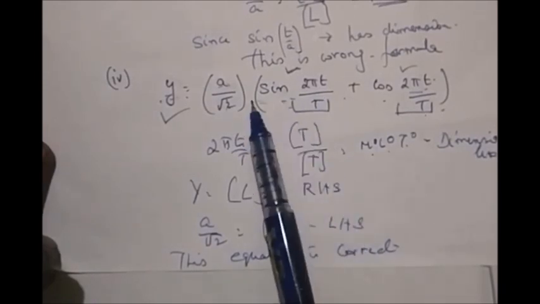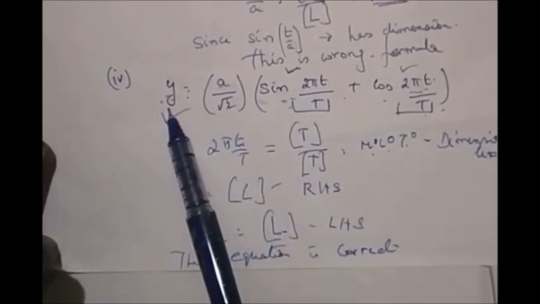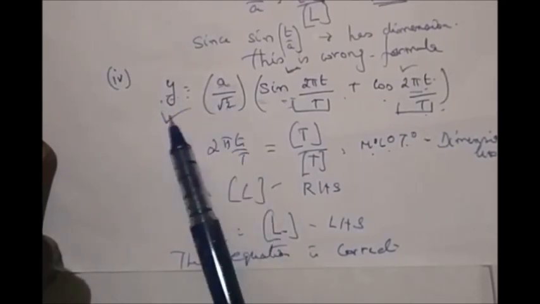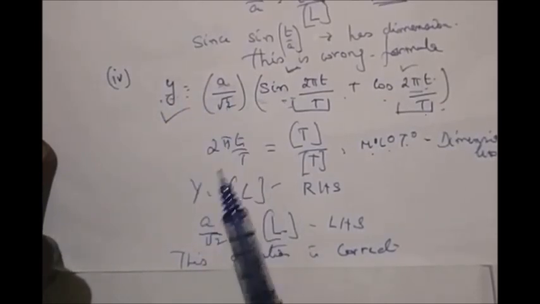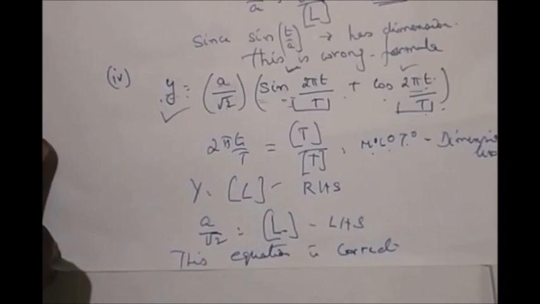If the angle is there, the angle should be dimensionless. Once this is proved, then you come out of the bracket and see what is the left hand side and what is the right hand side. And if you prove these two also, then it is a quite final way of doing it.